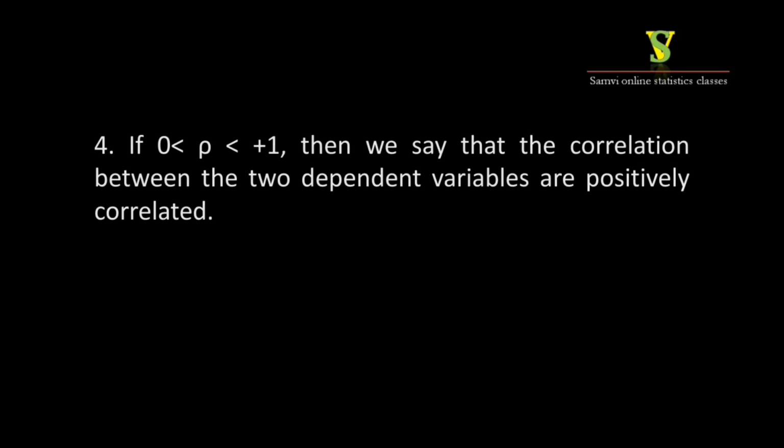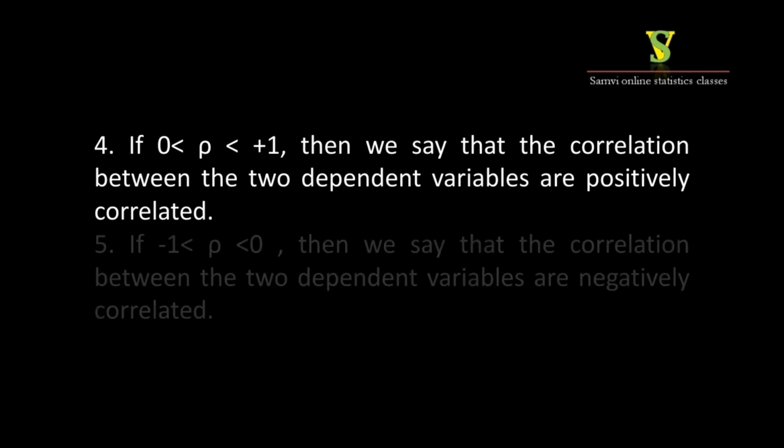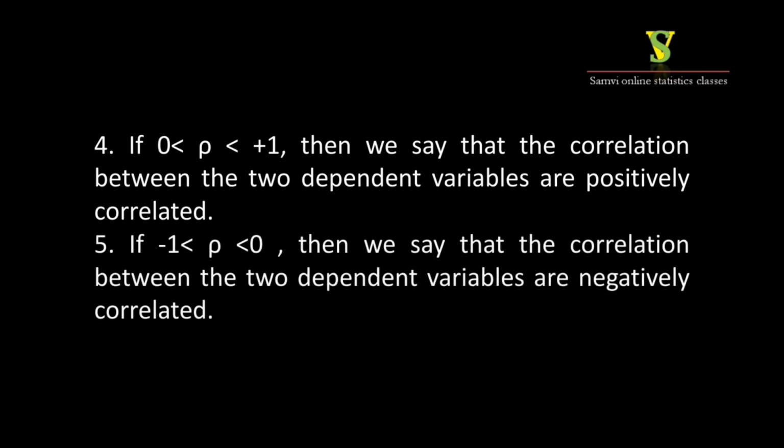Fourth one, if rho is between 0 and plus 1, then we say that the correlation between the two dependent variables is positively correlated. Fifth one, if rho is between minus 1 and 0, then we say that the correlation between the two dependent variables is negatively correlated.